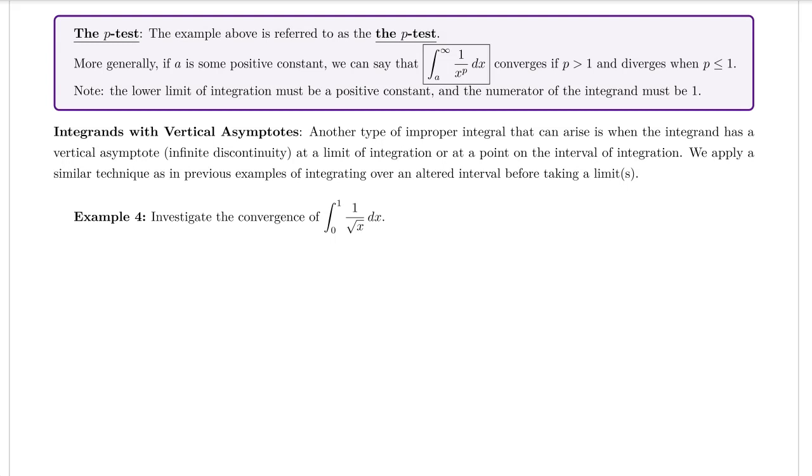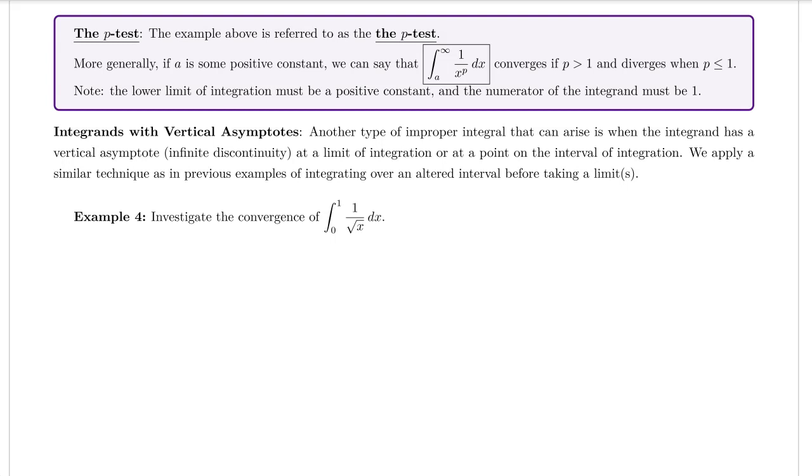More generally, if a is some positive constant, we can say that the integral from a to infinity of 1 over x to the p power dx converges if p is greater than 1 and diverges when p is less than or equal to 1. Note, the lower limit of integration must be a positive constant, and the numerator of the integrand must be 1.